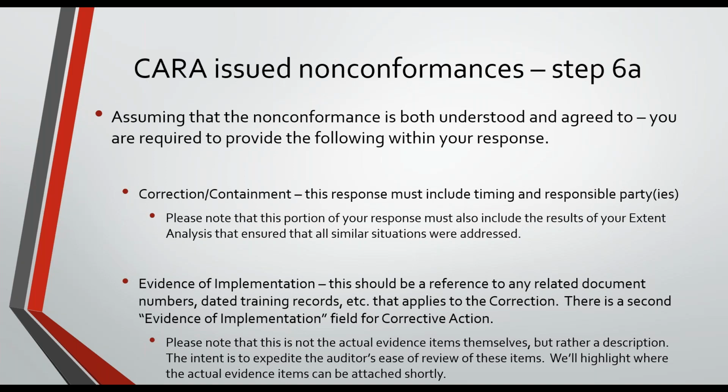Under evidence of implementation, this is to be a reference to any related document numbers, etc., that apply to the correction. So in other words, you've stated what your correction containment is, but under the evidence box, you need to tell us, okay, what have you provided us to back up what you've said you've done? Bear in mind, of course, in an IATF nonconformance, you have to provide evidence for all of the remediation steps that you take.